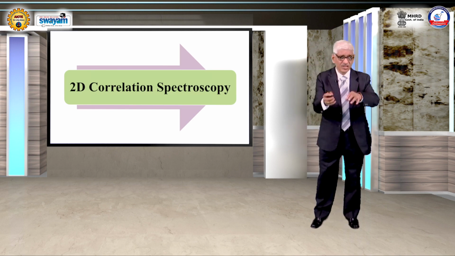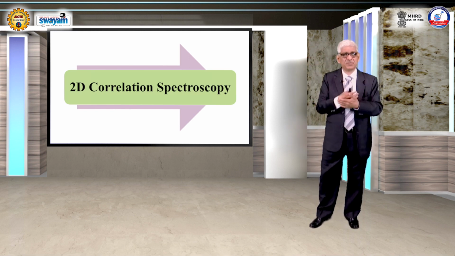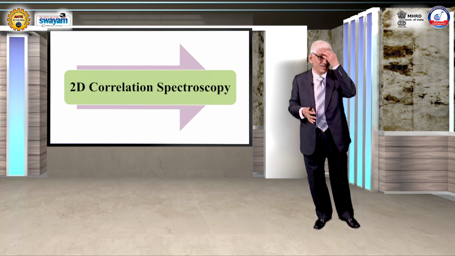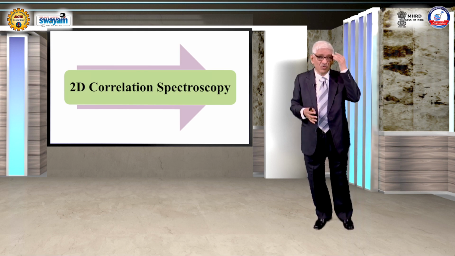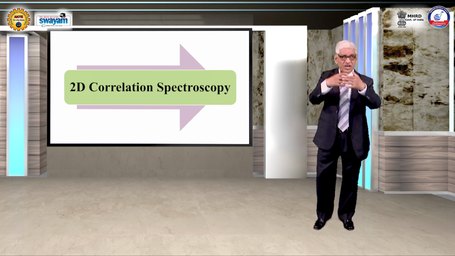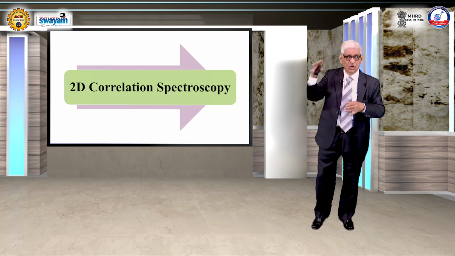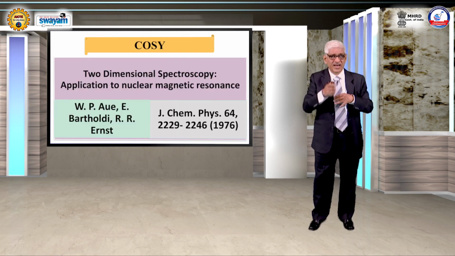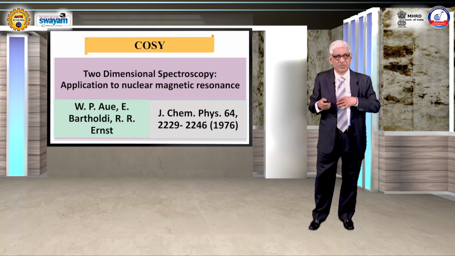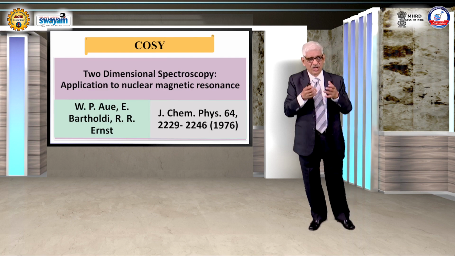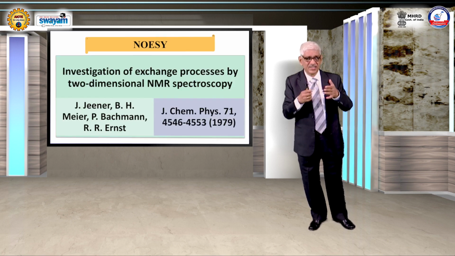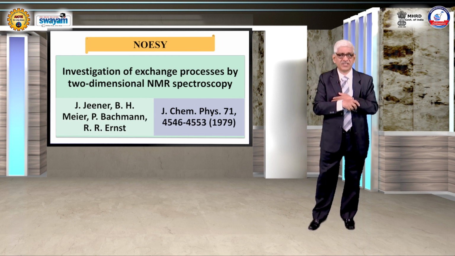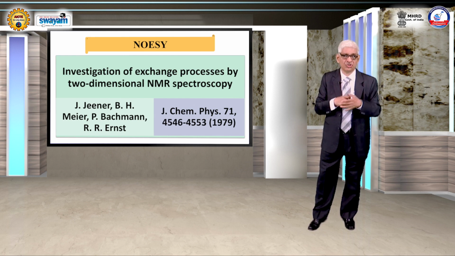Now the basic principles of this were published in very major papers by Richard Ernst's group. One I already talked to you about was correlation spectroscopy. You have the cross peaks and the diagonal peaks, and that experiment is called COSY, one of the very first experiments which was performed. And then you also have the NOESY. The NOESY is an experiment which tells you what sort of interactions are present between the protons in your molecule.